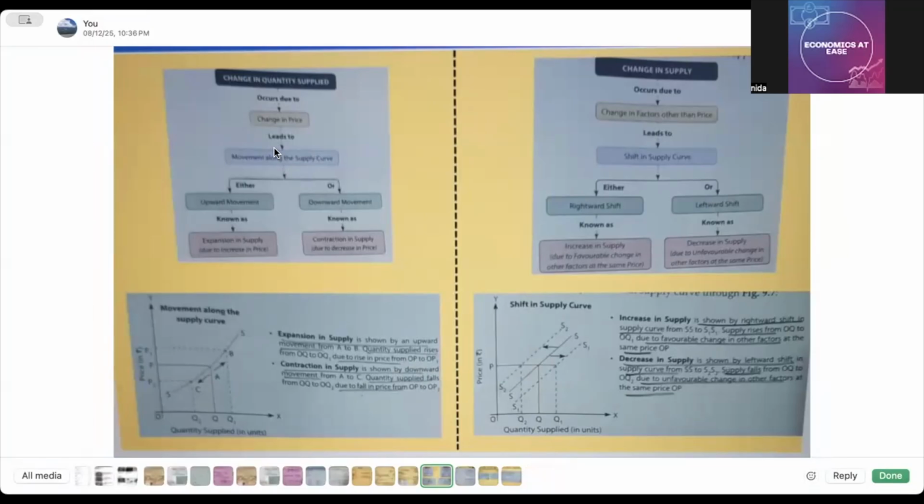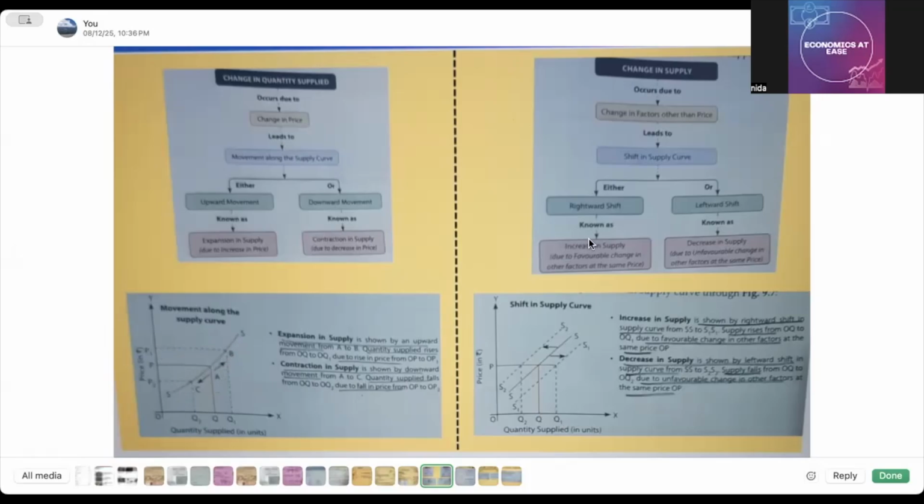In the expansion in supply, it is shown by an upward movement. Quantity supplied rises. Okay, what will this quantity supplied do? It will rise, and due to a rise in prices, as the price rises, your quantity supplied will increase. The arrow is this. Okay, then contraction in supply is shown by a downward movement. See, the downward arrow is going. Okay, movement: quantity supplied falls due to a fall in price. As the price falls, the quantity will decrease. What will the movement be? On the same curve, right?